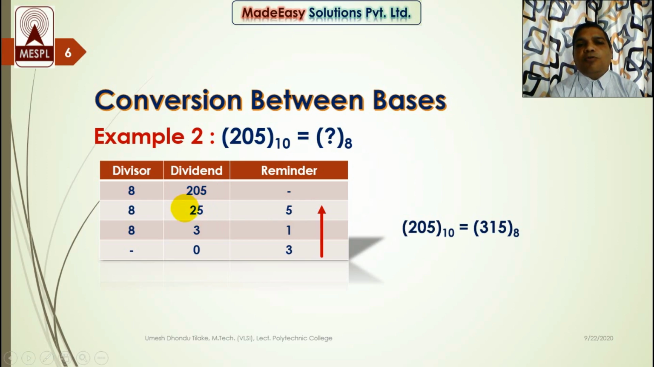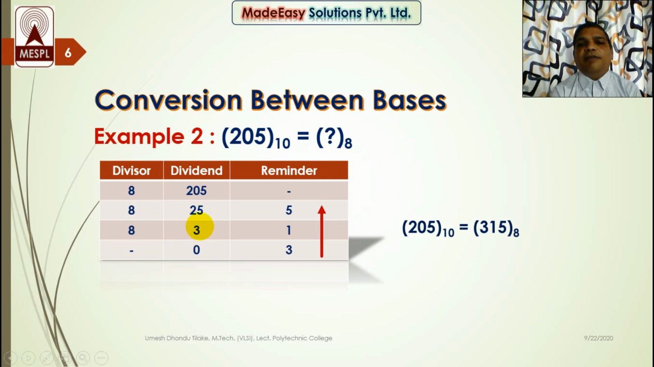So we have got a non-zero quotient, so continue the division process over here. So divide this 25 by 8 again. Now find such a quotient that when the quotient is multiplied by the base, we get the maximum number in the table of 8 which is less than 25.